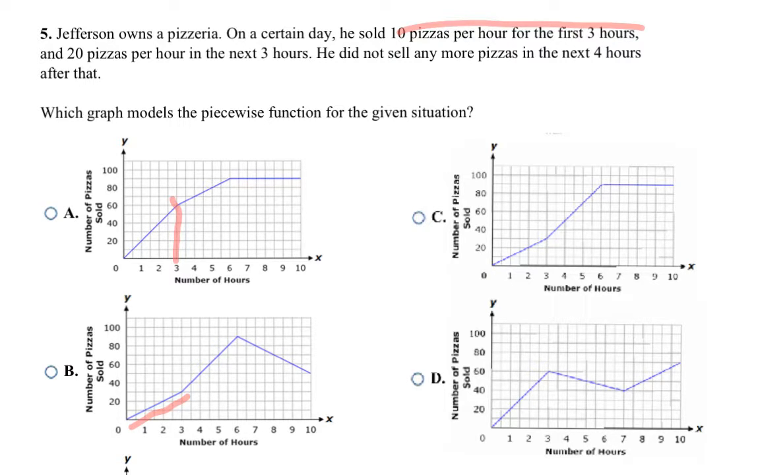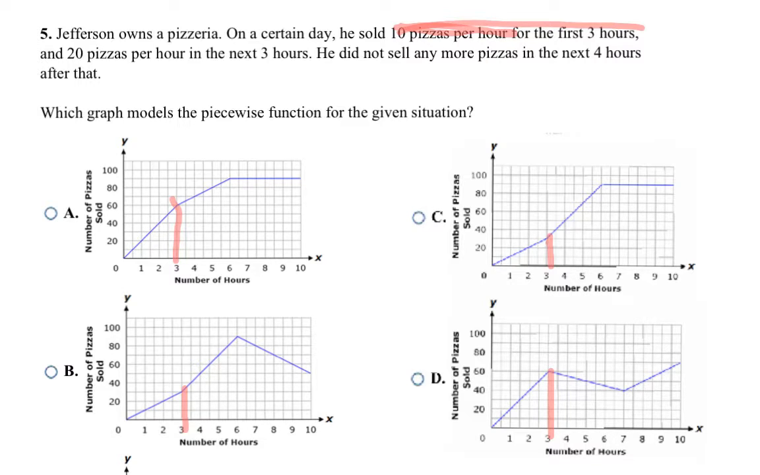B, it increases to 3 also, and then changes. C, it increases to 3, and then changes. And then D, it also increases to 3, and then changes. So let's look at the slope of these lines to see if it makes any of our choices disappear. So it's 10 pizzas per hour. That's going to be our slope. That's the rate of change, the rate of how much it's increasing. And remember from my notes at the beginning, that's going to be our slope.